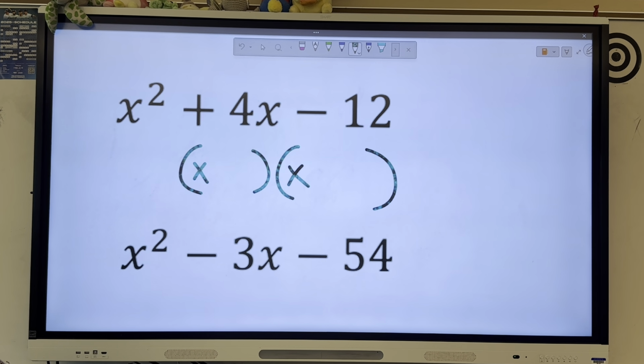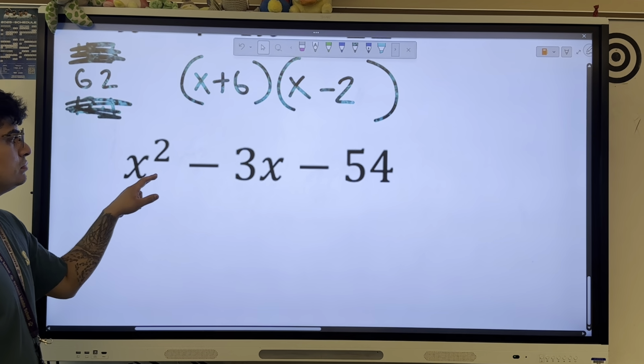If I really needed help, I would go, okay, I could do 4 times 3, 6 times 2, 12 times 1. Which of these pairs is going to get me to 4? I don't think this one is going to get me to 4. I don't think this one is either. This has to. So it's going to be positive 6 and negative 2, because 6 minus 2 gives me the 4, and they multiply to make negative 12. Let's do this one.